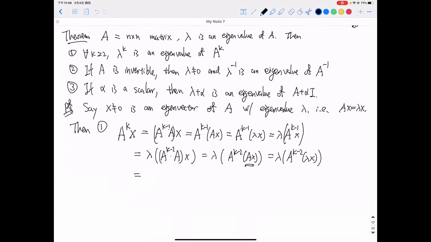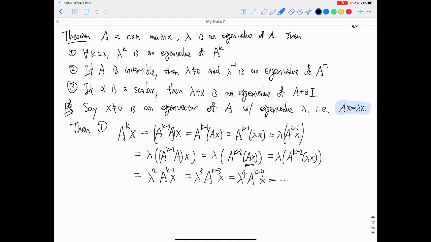And once again, when you have a lambda, you can factor it out so that you get lambda squared on the outside and A^(K-2) times X. Okay, so here's what we're gonna do. We keep doing this, splitting off one copy of A at a time and acting it on X, and use AX equals lambda X. That will give us lambda cubed, A^(K-3)X, lambda to the fourth, A^(K-4)X, and so on.